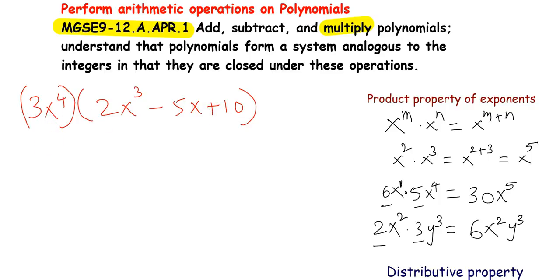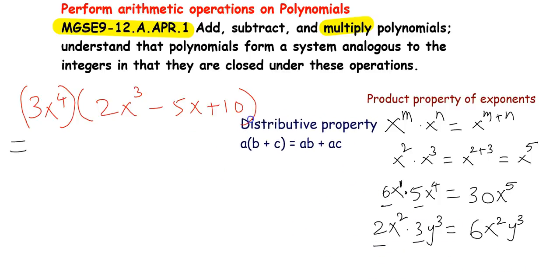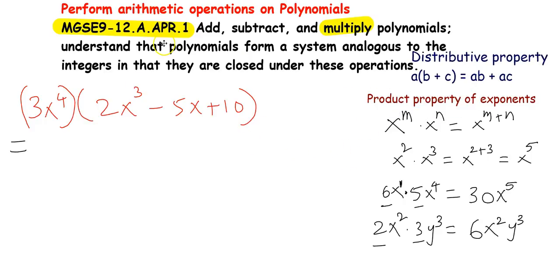And in order to multiply, I need to know my distributive property. Distributive property says that a times (b plus c) equals ab plus ac. So here I have 3 terms. Okay, no problem. Let us multiply 3x to the 4th power times 2x cube.